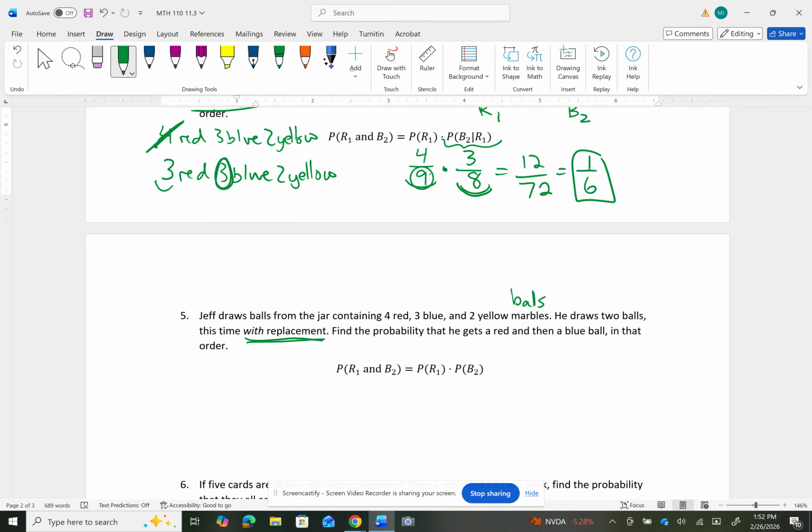So what's the probability of getting a red ball on the first draw? Well, there's 4 red out of the 9. All right, then just ponder what happened to that red ball. It went back in. So for my second draw, I still have 9 marbles, and there's 3 blue ones, and so I still get that 12, but now it's over 81. And when I simplify that, that's going to turn out to be 4 over 27.